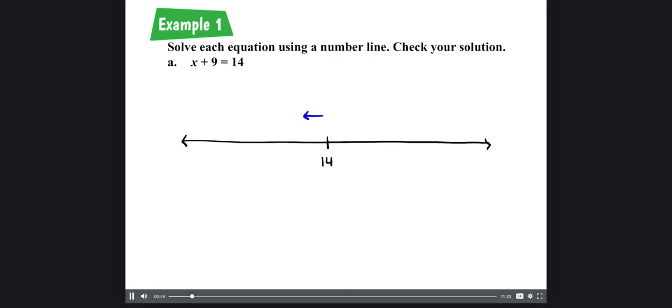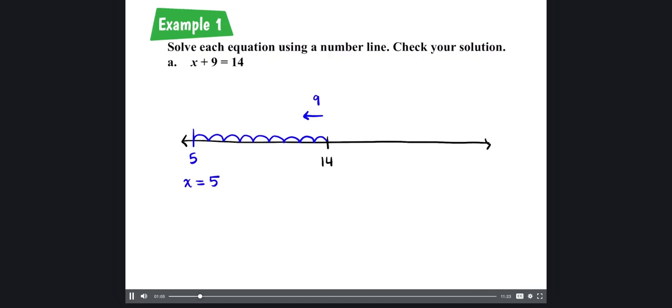This means that the missing value is smaller than 14 by 9 units. So we need to move 9 units left on the number line to find x. 9 units left of 14 is 5, so x equals 5.